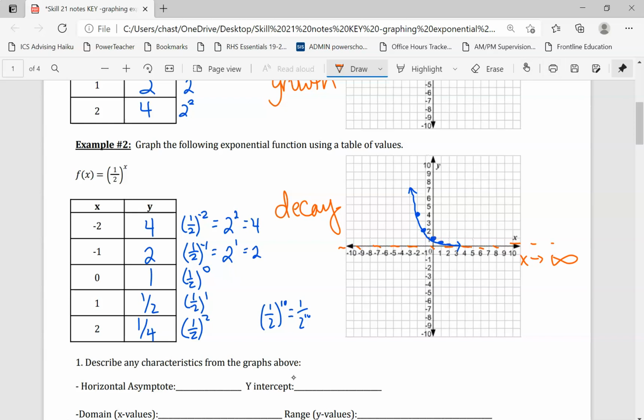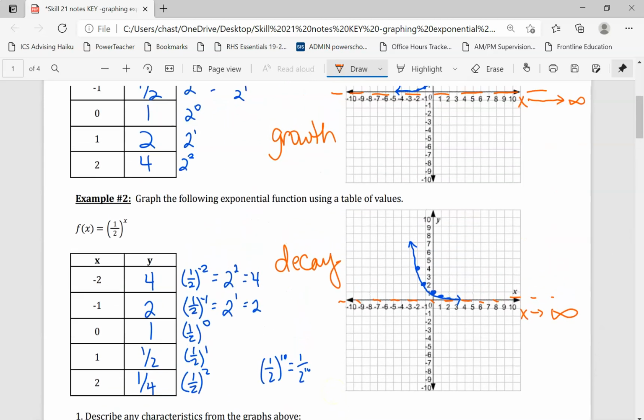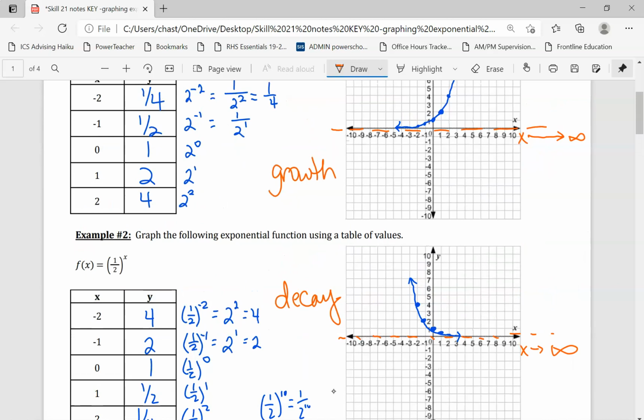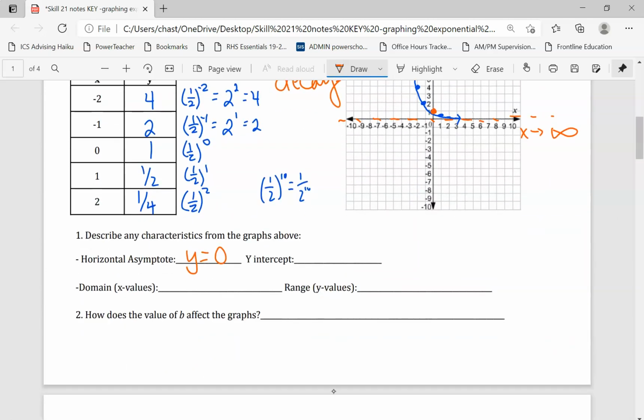All right, so now let's summarize this. For each of these, the horizontal asymptote occurred at y equals 0. Looking at both of these, the y-intercept, well, on the first one, it was at positive 1. And on the second one, oh, it was still at positive 1. So we would say the y-intercept is at the ordered pair 0, 1.